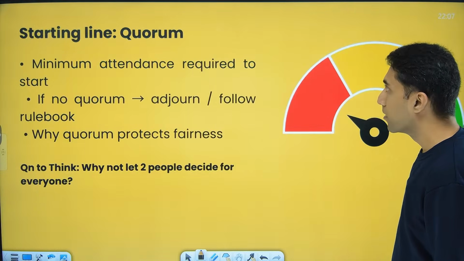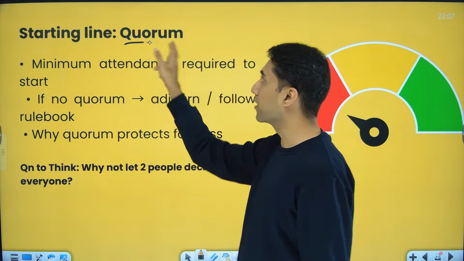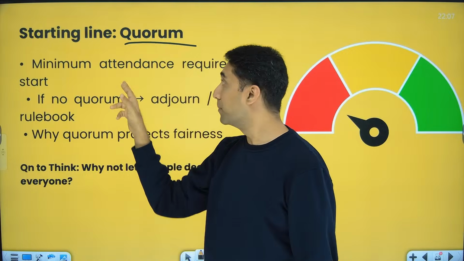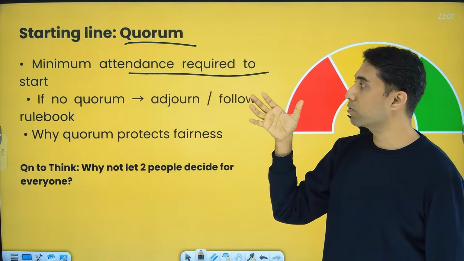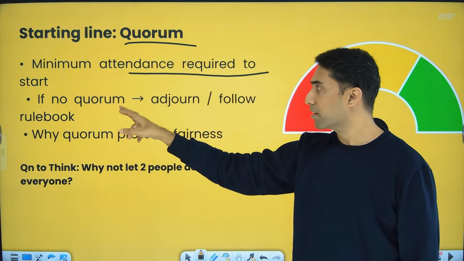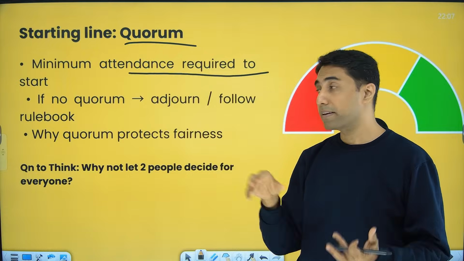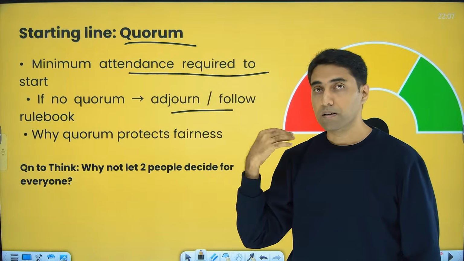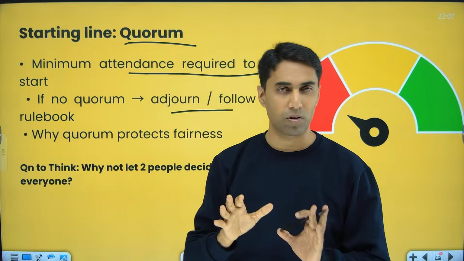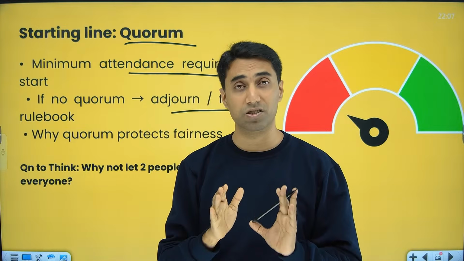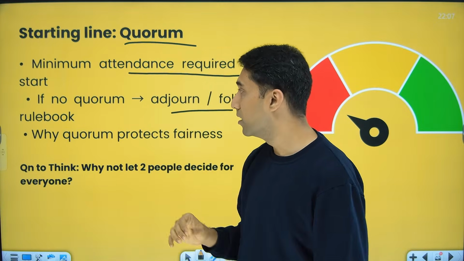All right. So what is the starting line? The quorum. Minimum number of attendants required to start the meeting. If there is no quorum, the meeting gets adjourned because we need to follow the company law. So I'm not even coming to section 96. I'm just trying to give you the simplest answer.